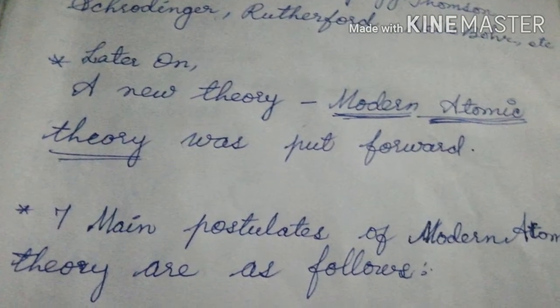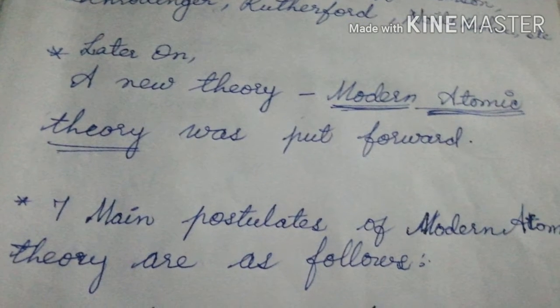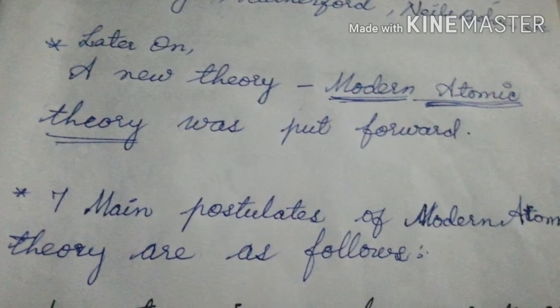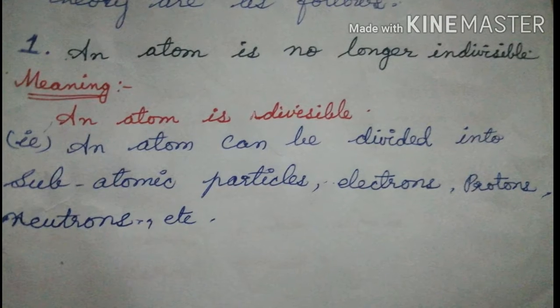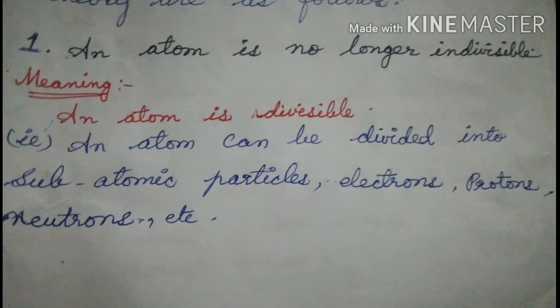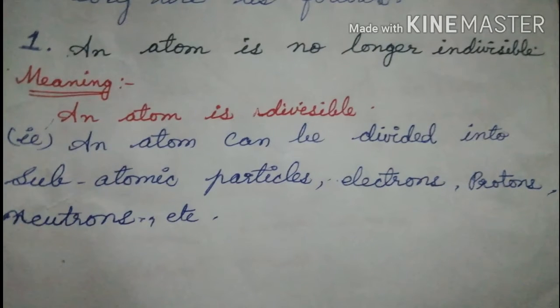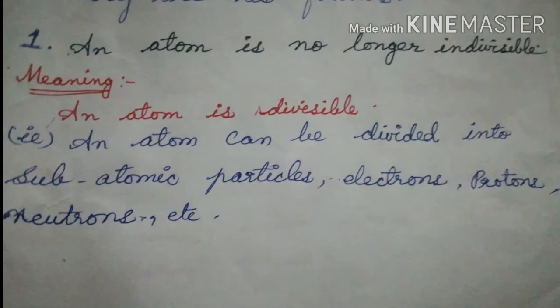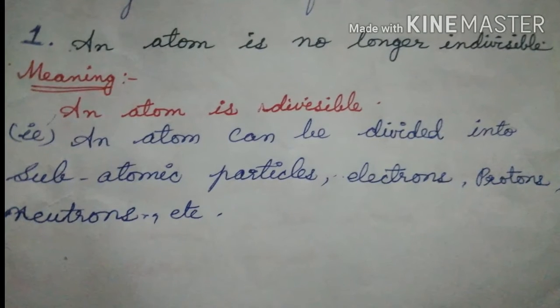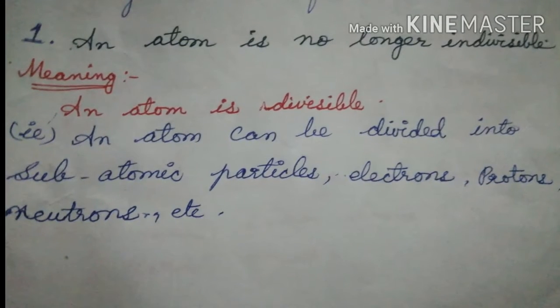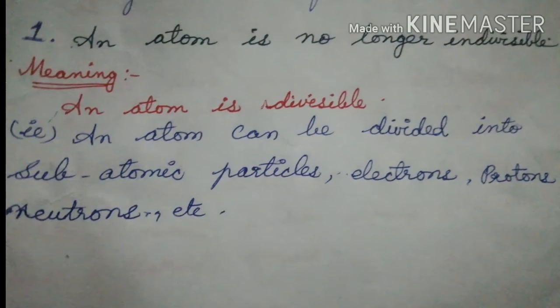There are 7 postulates in modern atomic theory and they are as follows. The first postulate says an atom is no longer indivisible, meaning an atom is divisible. That is, an atom can be divided into subatomic particles like electrons, protons, neutrons, etc.